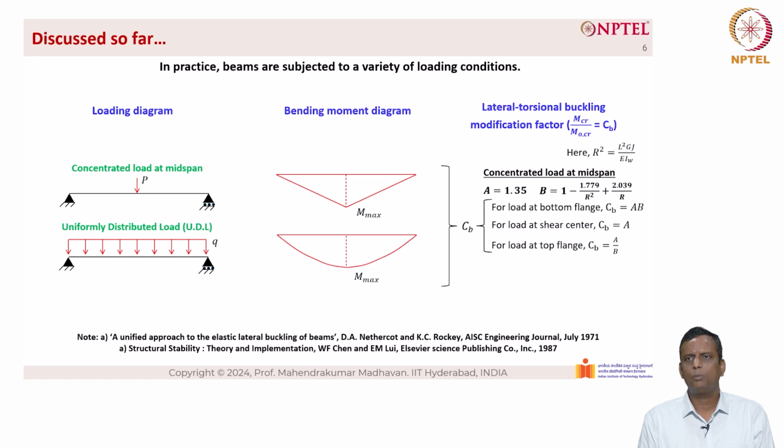Now, A is defined as 1.35 and B equal to 1 minus 1.779 divided by R square plus 2.039 divided by R, which is for a concentrated load at midspan. Here, R square is defined as L square GJ by EIW. For a uniformly distributed load, again A is given as 1.12, B equal to 1 minus 1.522 divided by R square plus 1.681 divided by R. All these above equations are based on the research work carried out by Nethercot and Kirby, published in AISC Engineering Journal in July of 1971. A similar version of this can also be obtained from the textbook Structural Stability, Theory and Implementation by Chen and Lui.